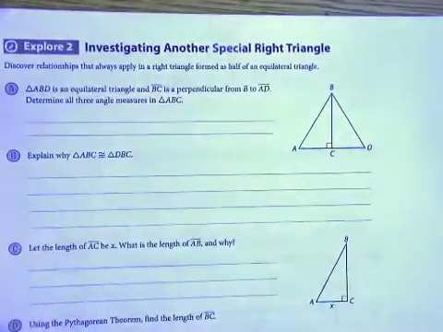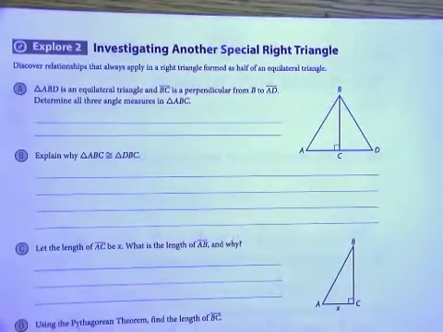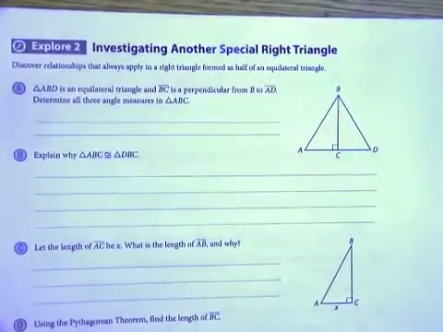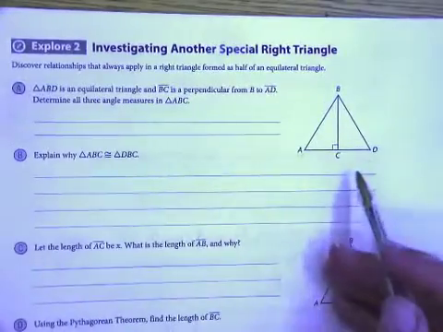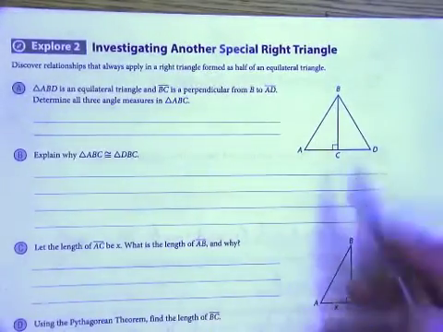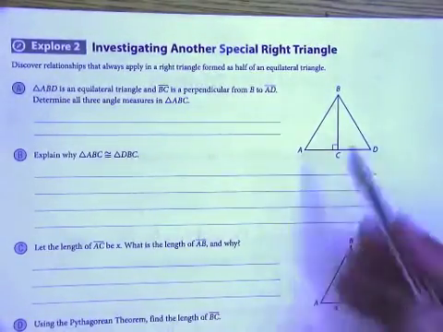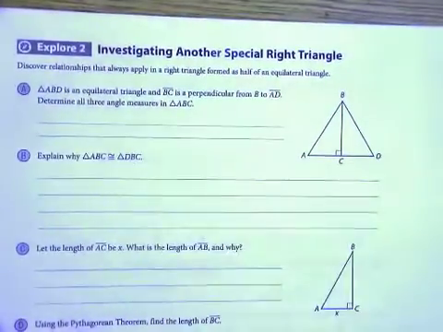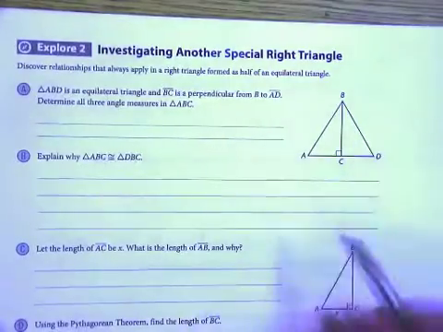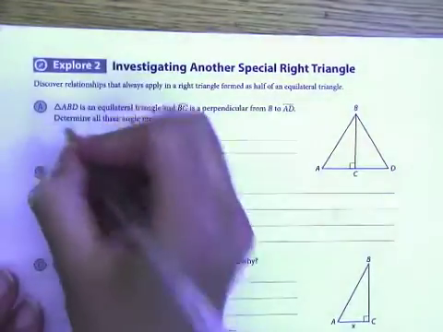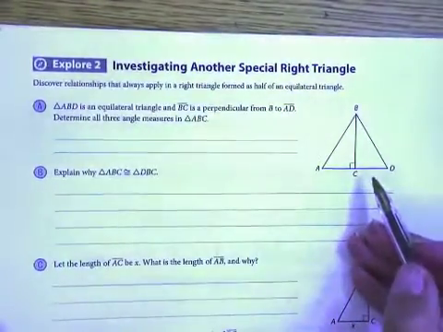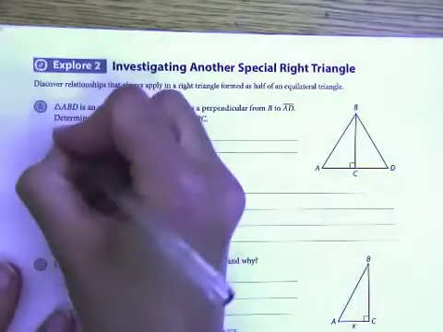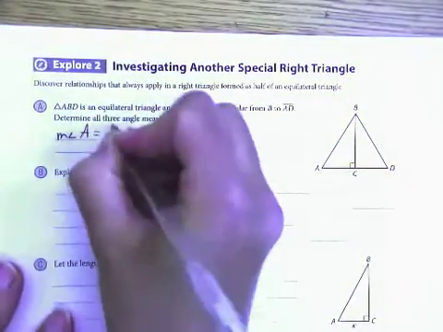Let's consider a different kind of special right triangle. It starts by looking at an equilateral triangle. So I have equilateral triangle ABD, where BC is a perpendicular from B to side AD. They're asking us to determine all of the angle measures in triangle ABC. Well, remember that an equilateral triangle is also equiangular, so the measure of angle A is 60.